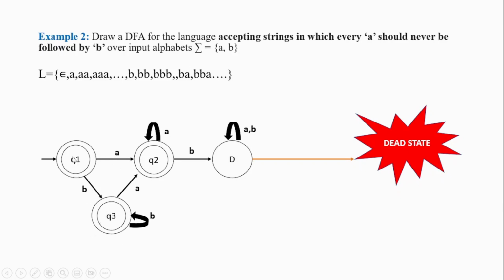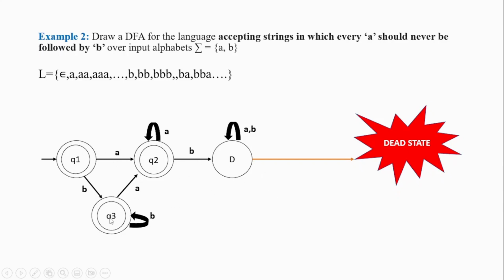Only one B or B followed by any number of B's, all these things are acceptable. So B or any number of B's followed by A is also acceptable, right? Followed by any number of A's, like 10 B's followed by 10 A's, is also acceptable. But whenever you say C A, it should not be followed by B. Only this condition is more important. In that case, A, B should be in the dead state.